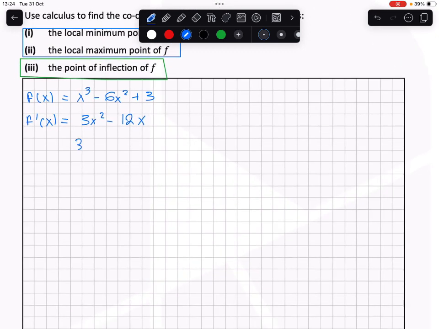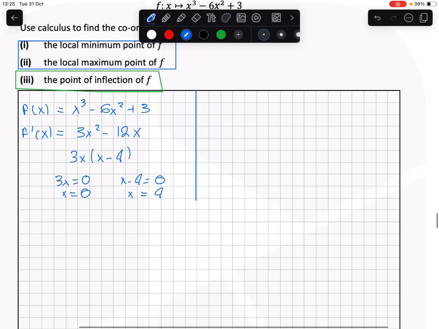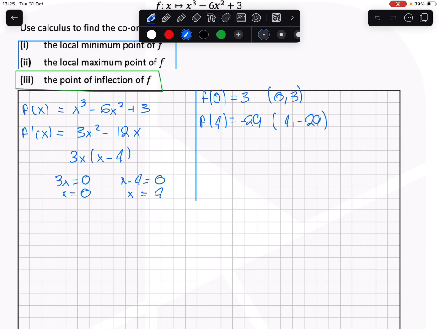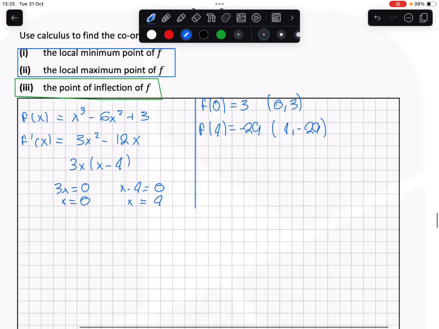We can simplify this by factorising out 3x from both terms, and then we're just left with x minus 4 in the middle. So we have 3x equaling 0, so x has to be equal to 0. And then we have x minus 4 is equal to 0, so x is equal to 4. As I said before, these 2 points we're just going to sub back into the original function, and they're going to give us the local max or the local min, and then we just have to figure out which is which. So if we find f of 0, that equals 3, so it gives us the point (0, 3). And then if we find f of 4, it gives us negative 29. So that's (4, -29). I'm not showing you doing these calculations because it's just sticking it into your calculator. So now we just need to figure out which one is which.